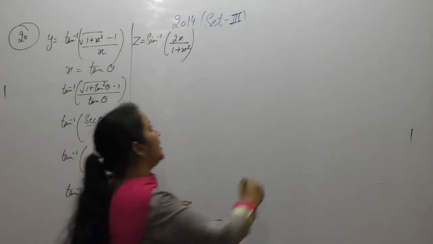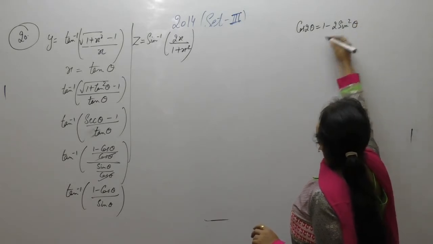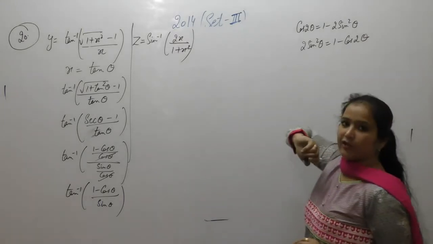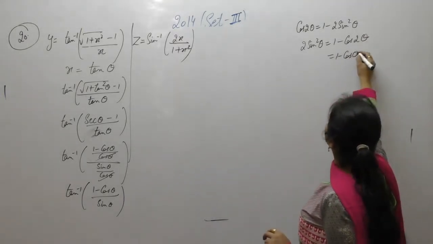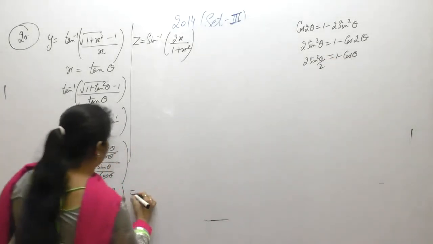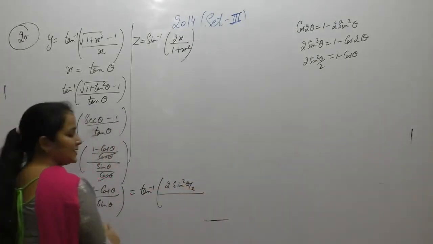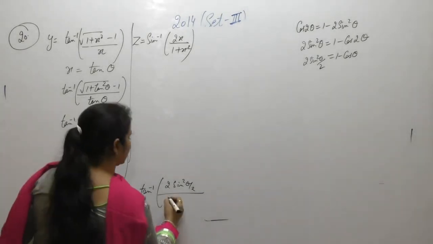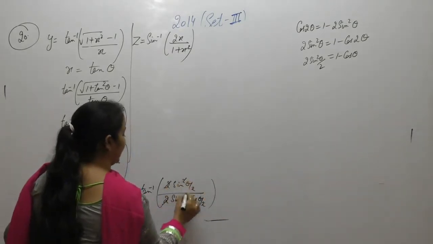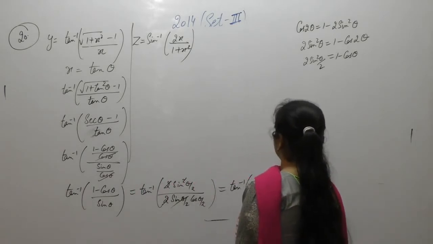Now use the formula. Cos 2 theta is 1 minus 2 sine square theta. 2 sine square theta is 1 minus cos 2 theta. If the angle is half here, then it becomes 2 sine square theta by 2. So instead of this, we will write tan inverse of 2 sine square theta by 2. Sine 2 theta is 2 sine theta cos theta, so here it becomes 2 sine theta by 2 cos theta by 2. Now sine upon cos is tan. Tan inverse tan theta by 2.